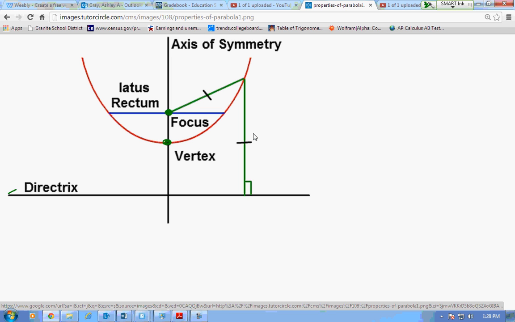And then you have this dotted line. That dotted line, which is below the vertex, is called the directrix. The focus is that floating point inside the parabola. It has to be inside, so when it's concave up, like this picture is, the focus will be above the vertex.